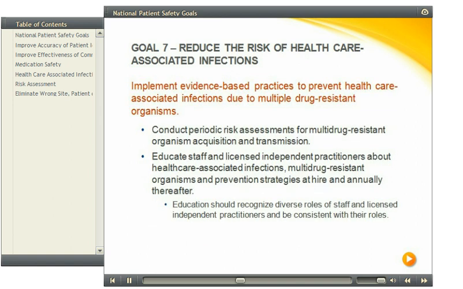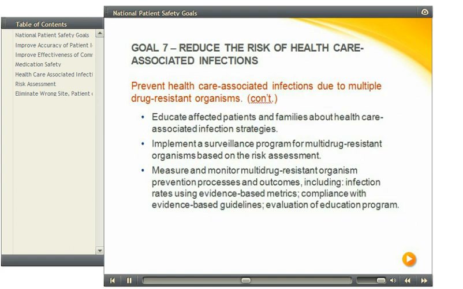Implement evidence-based practices to prevent healthcare-associated infections due to multi-drug-resistant organisms. Conduct periodic risk assessments for multi-drug-resistant organism acquisition and transmission. Educate staff and licensed independent practitioners about healthcare-associated infections, multi-drug-resistant organisms, and prevention strategies at hire and annually thereafter. Education should recognize the diverse roles of staff and licensed independent practitioners and be consistent with their roles. Educate affected patients and families about healthcare-associated infection strategies.